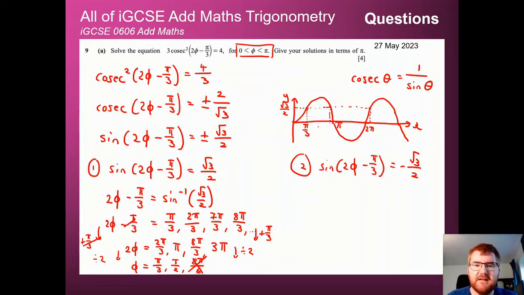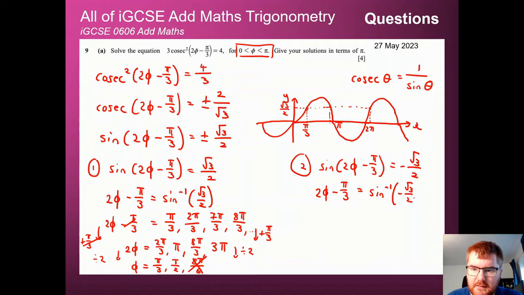And we do this one in a very similar way. Now, you don't actually have to use your calculator here. You can just use the symmetry of the graph if you so wish, but let's just do this anyway. So 2phi minus pi over 3 is equal to inverse sine of minus root 3 over 2.